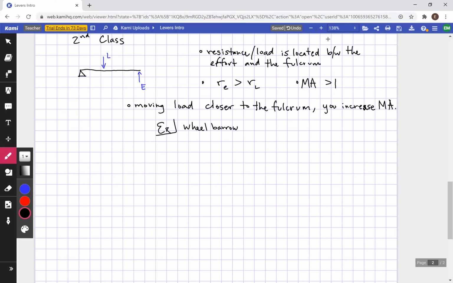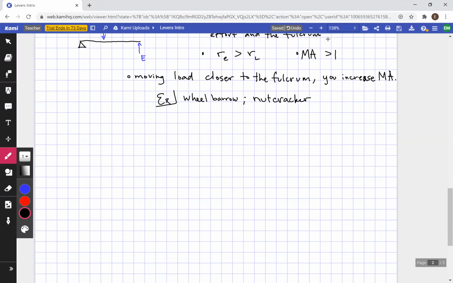Some examples of second class levers would be like a wheelbarrow, where you have the weight in front of you and you're lifting at one end, or a nutcracker, where the nut is in the middle between the wedge and the knot, like the wooden soldiers. You'll see it on the activity.